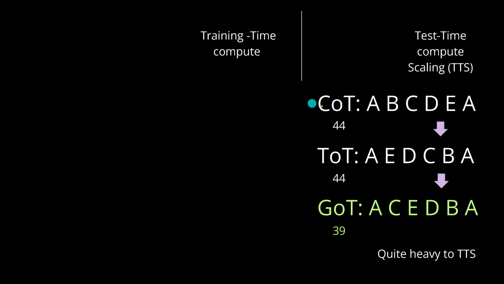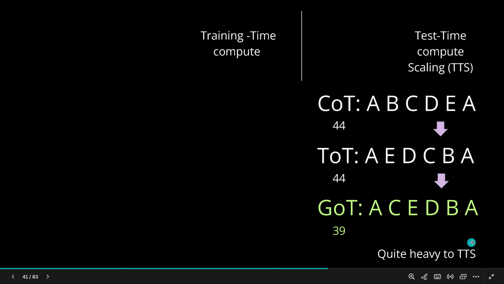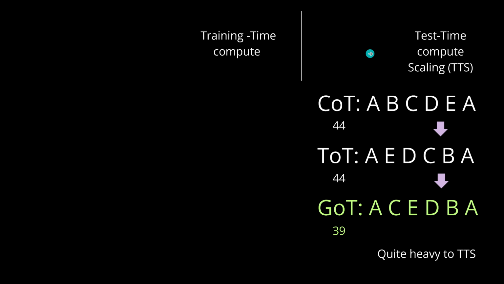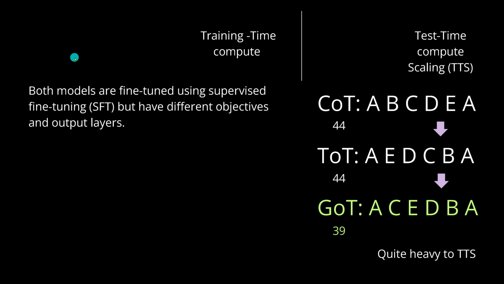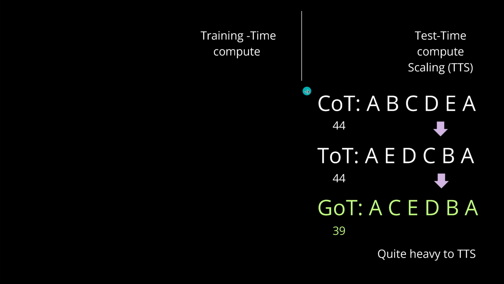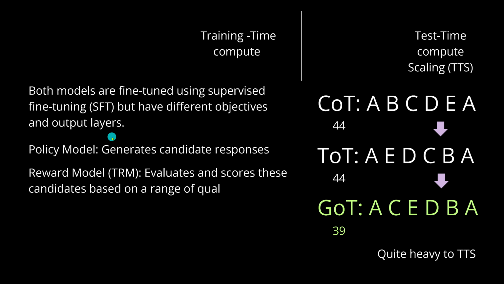Remember test time compute scaling, we had our CoT, ToT, and GoT. And I told you, hey, this is quite heavy if you do this really at inference time, test time compute scaling. So it's a good idea to prepare in the training time compute, like in the good old models, the non-reasoning models. So what they did, both their models, and you know, we are talking about the policy model that generates the candidate response and defines the action to be taken, and the reward model. This is now a topological reward model, so we have TRM, and this evaluates and scores these candidates that were generated by the policy model based on a specific range of quality metrics that it has been fine-tuned on.